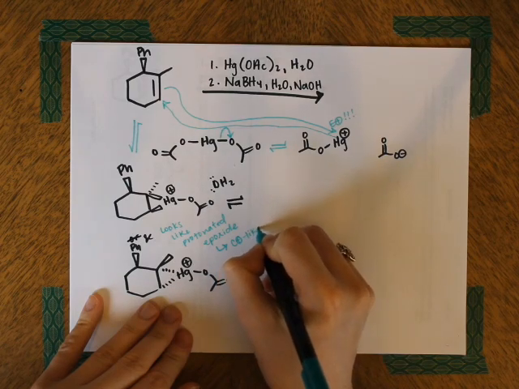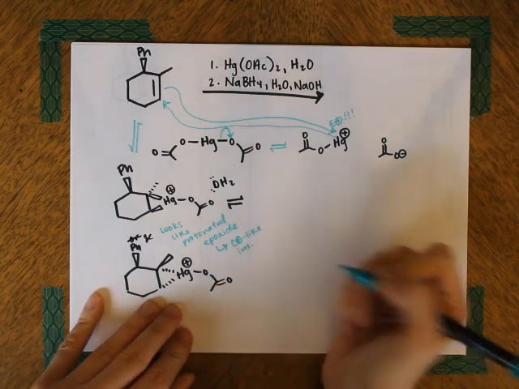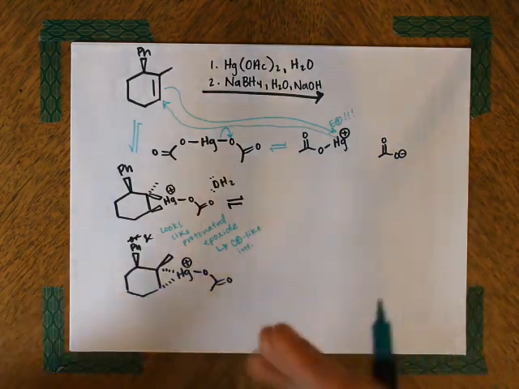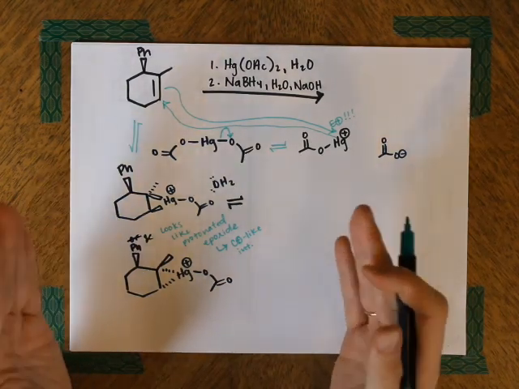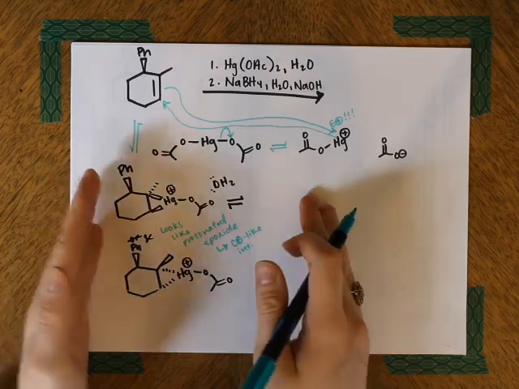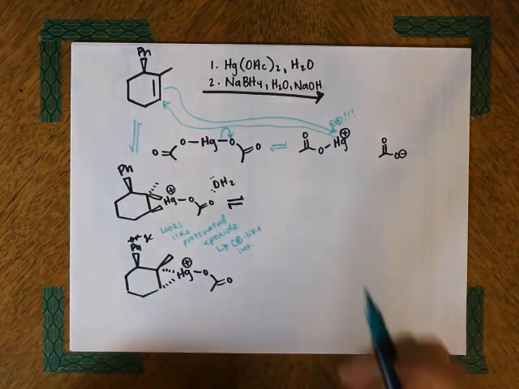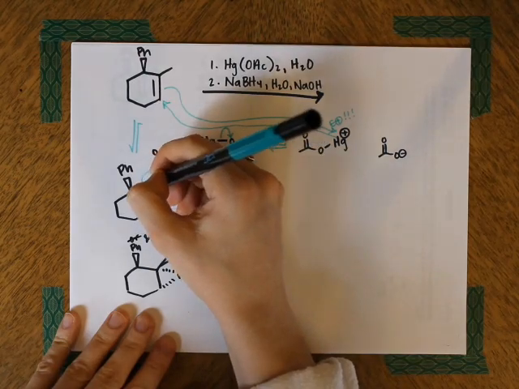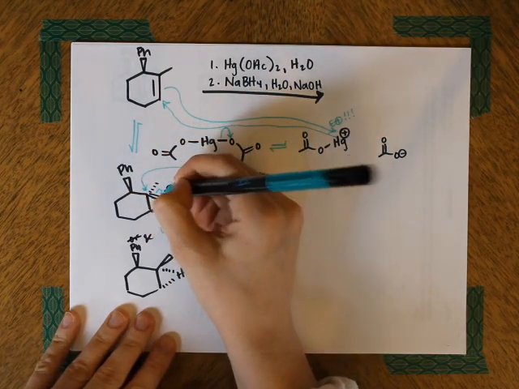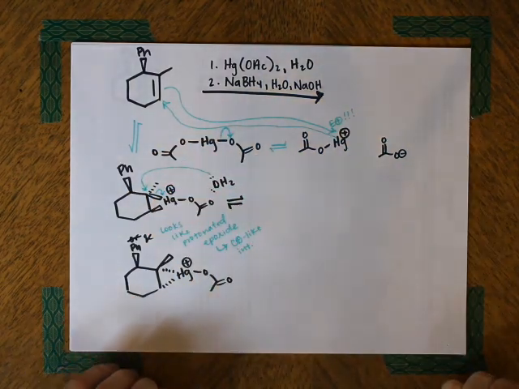carbocation-like intermediate. So I'm going to add to the more substituted side when I have something that looks like a protonated epoxide because it goes through a carbocation-like intermediate. So this guy's going to come over here and he's going to move that mercury off in a way.